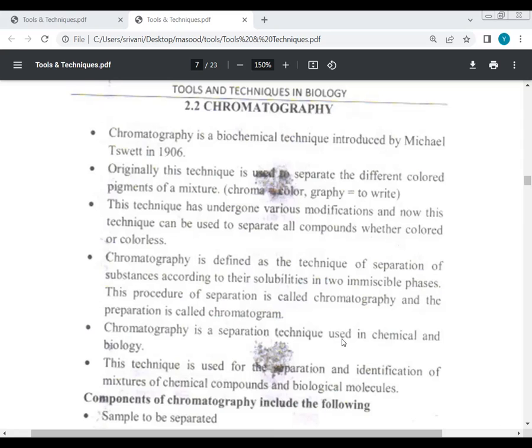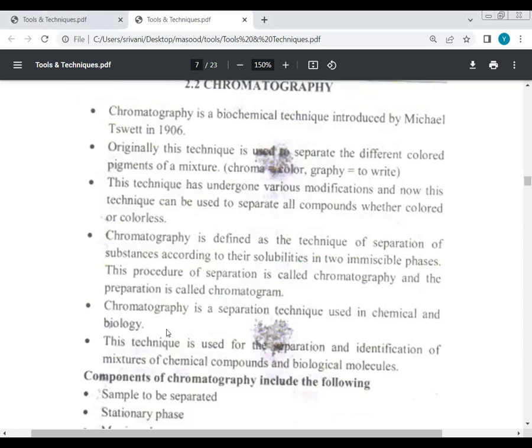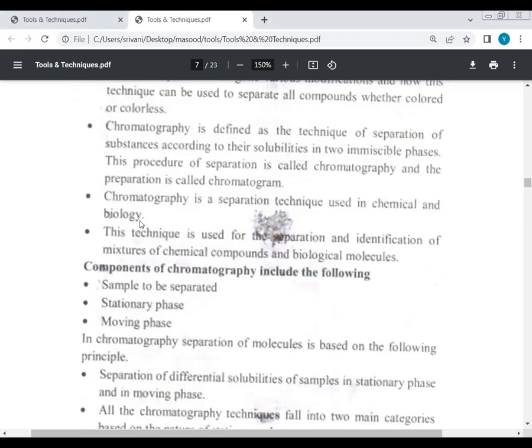Chromatography is a separation technique used in chemistry and biology. This technique is used for the separation and identification of mixtures of chemical compounds and biological compounds. We can separate biological as well as chemical compounds.